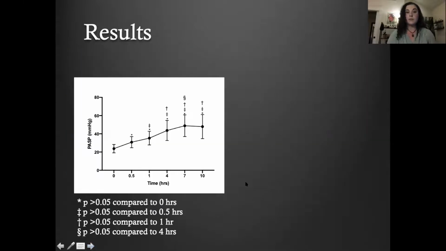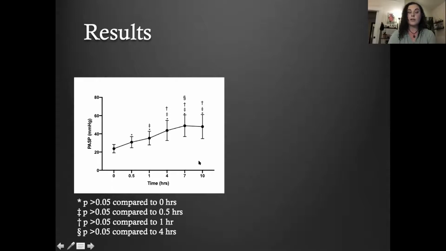So jumping into some of our results, I will start with the pulmonary pressure data. As you can see from this graph here, we have our pulmonary artery systolic pressure on our y-axis and our time on our x-axis. And there is a significant increase over time in pulmonary pressure the longer they were in the chamber. And all of the symbols you can see down here. The pulmonary pressure did seem to plateau right around 7 hours.